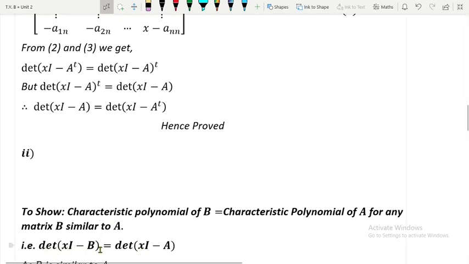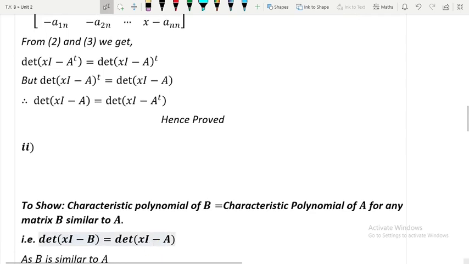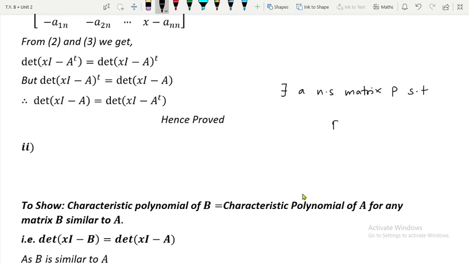Determinant of xI minus B is equal to determinant of xI minus A, because what will be the characteristic polynomial of B? It will be determinant of xI minus B, and the characteristic polynomial of A will be determinant of xI minus A. So we have to show that these two things are equal. But since B is similar to A, as B is similar to A, there will exist a non-singular matrix P such that B will be equal to P inverse AP, right?